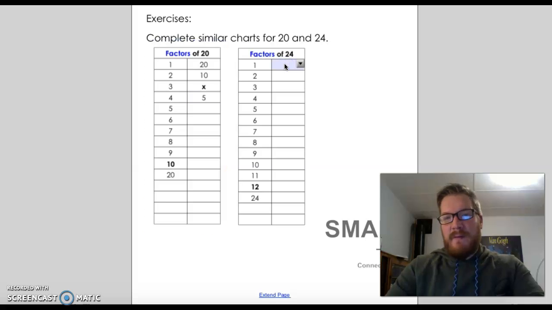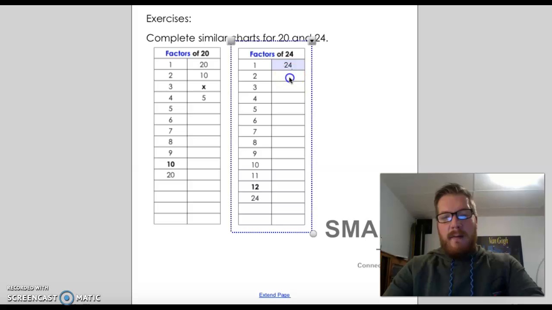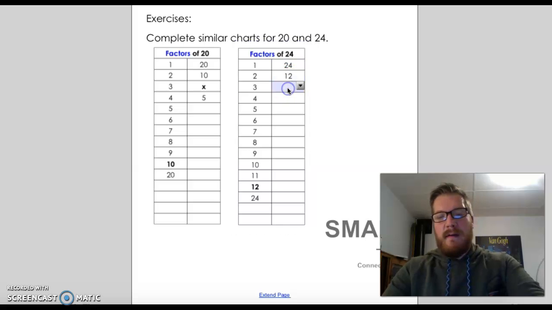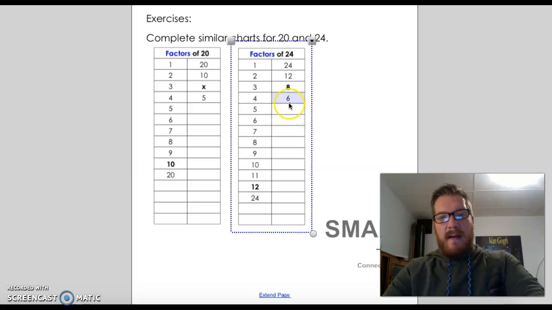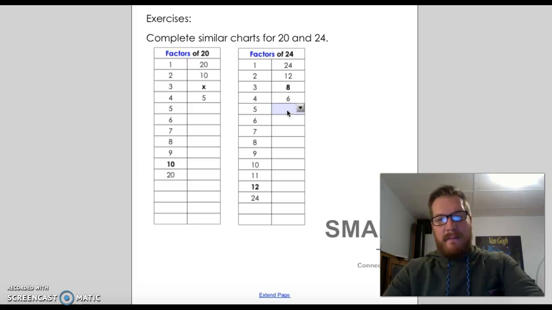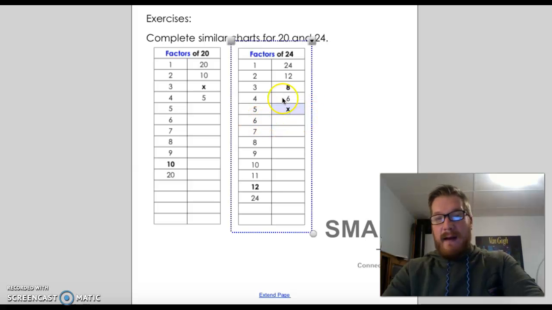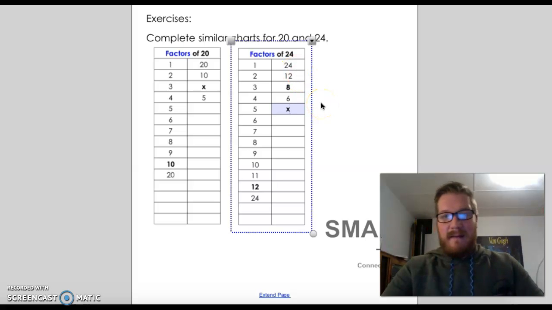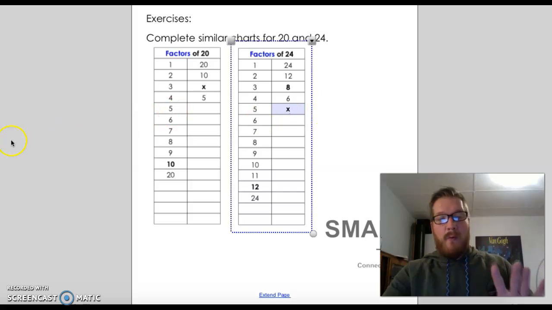If I do the same thing for 24, I have 1 and 24, 2 and 12, 3 and 8, 4 and 6. I don't have to go anywhere past that because 5 is no, and I've already got 6 on my list. So all my factors of 24 are 1, 2, 3, 4, 6, 8, 12, and 24. And I'm done. I don't create more work for myself.